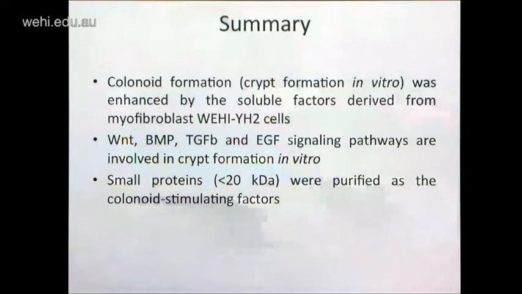To summarize my presentation, we have established a co-culture using myofibroblast WEHI2 cells to culture colon crypts. And we see colonoid formation, which is the crypt formation in vitro, and it was enhanced by the soluble factors derived from the myofibroblast WEHI2 cells. We also found that canonical Wnt, BMP, TGF-beta, and EGF signaling pathways were involved in the crypt formation in vitro. And lastly, small proteins smaller than 20 kilodalton were purified as colonoid stimulating factors.